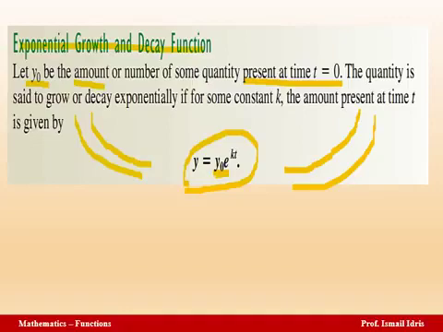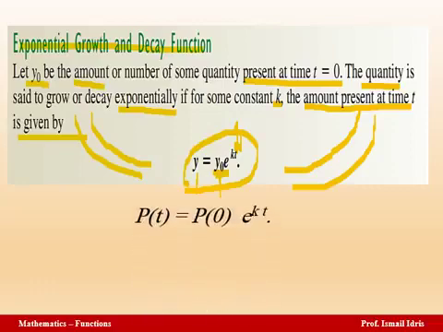And what is y? Y is the quantity at time t. The quantity is said to grow or decay exponentially if for some constant k, the amount present, which is y, at time t is given by this equation. So y is the amount at time t. Y naught is the amount at time t equals 0. What is t? T is the time. K is a constant. If k is positive, we have a growth function. If k is negative, we have a decay function.